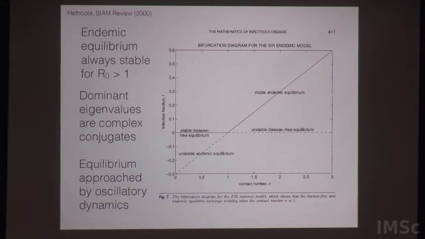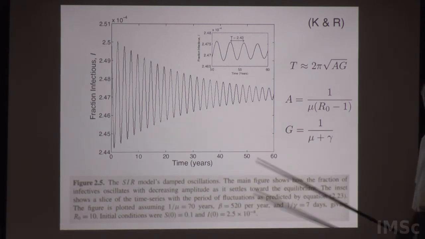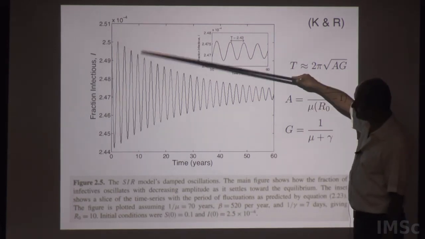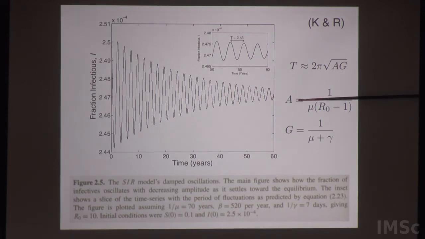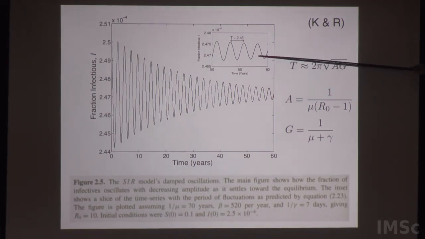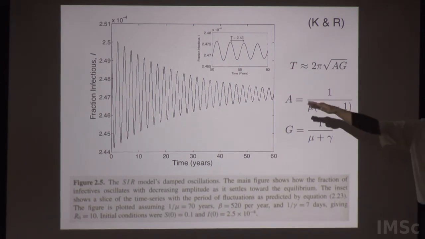Okay. How did I say that this is approached by oscillatory dynamics? It is easy to plot this, and this is what the solution looks like. For some set of parameter values, 1 by mu is 70 years, beta is 520 per year, 1 by gamma is 7 days, with some initial conditions, a very small number of infectives, and S naught some particular value here. You can see that the fraction of infectious people oscillates, until finally at long times, and this is time in years, this is the structure of that oscillation, it basically becomes a constant. So it approaches a constant value asymptotically through these oscillations.